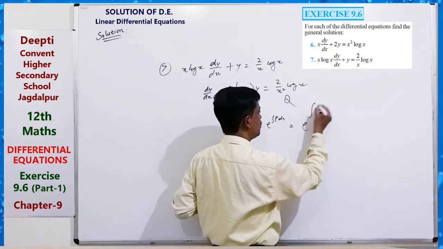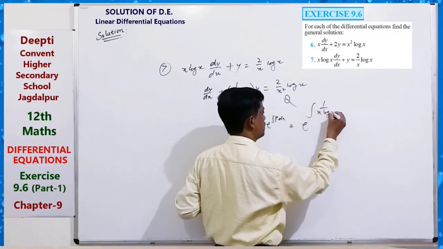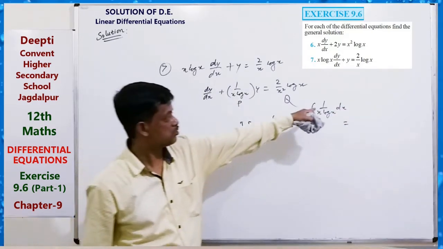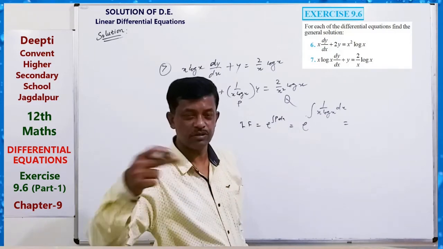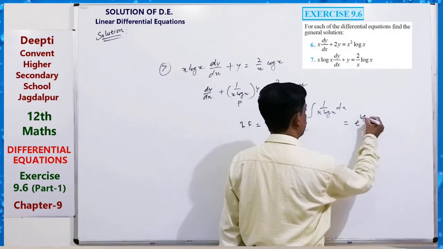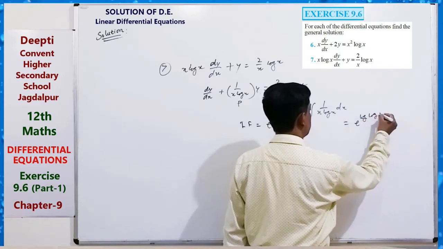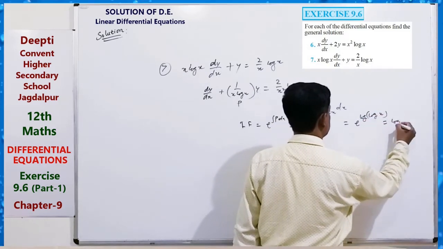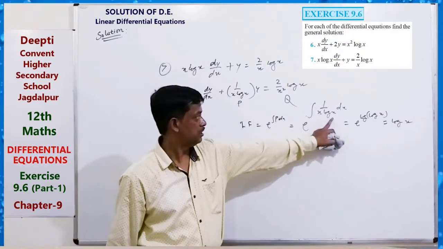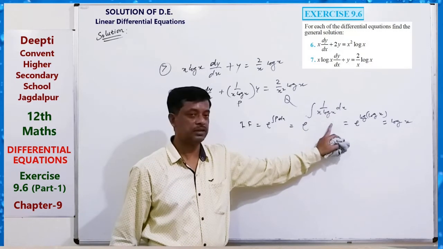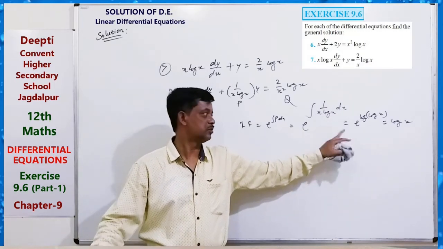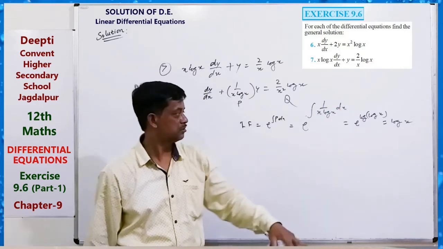The integrating factor is e to the power integration of 1 upon x log x dx. For solving this integral, put log x equals to t. Then 1 by x dx equals dt, so dt by t gives log t. e to the power log t, that means e to the power log log x, which equals log x. So the integrating factor equals log x.